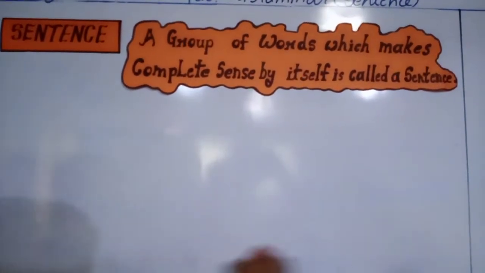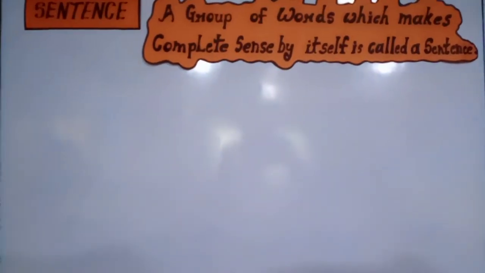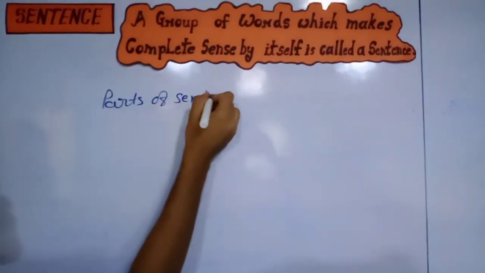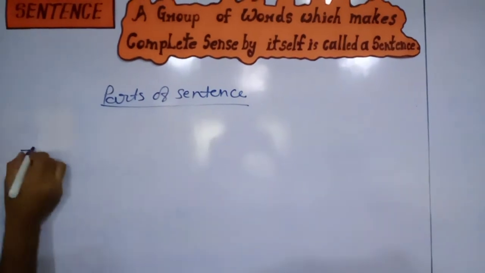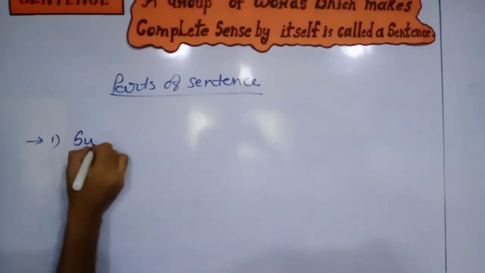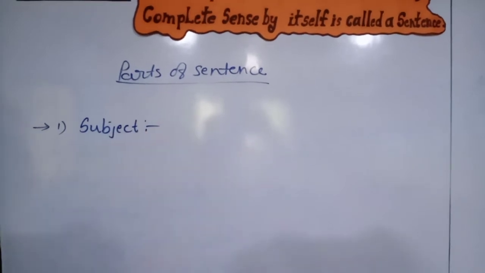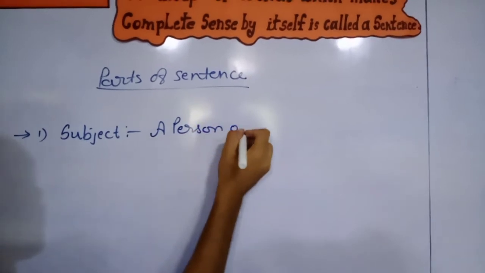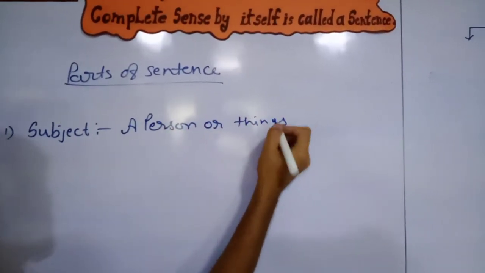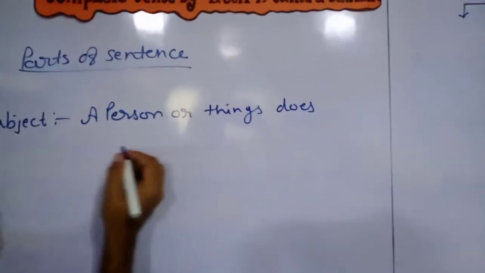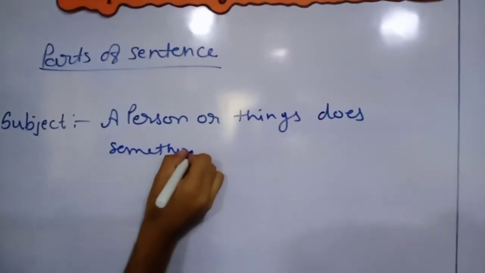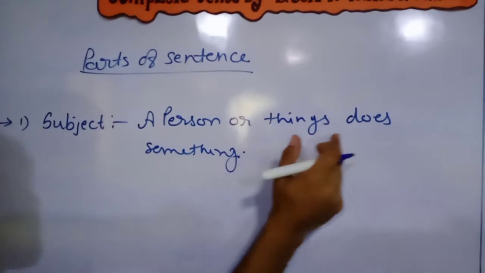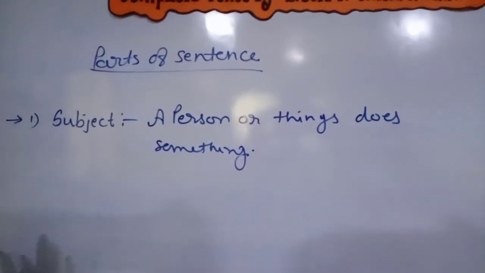Now, the next one is parts of a sentence. Here we have the three main parts. The first one, subject. What is a subject? Subject means a person or thing that does something is called a subject. A person or thing does something, that is called the subject.